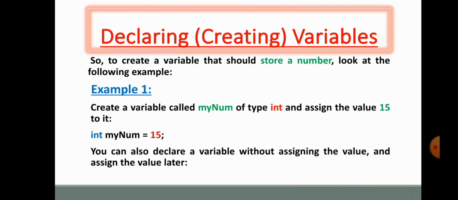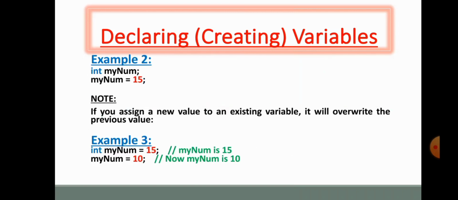So, to create a variable that should store a number, look at the following example. Create a variable called mynum of type int and assign the value 15 to it. int mynum = 15; You can also declare a variable without assigning the value and assign the value later.